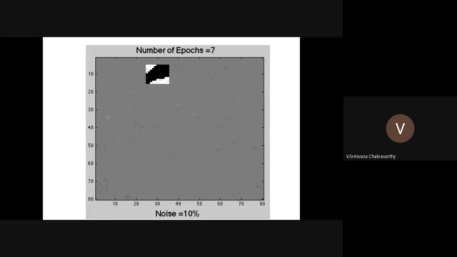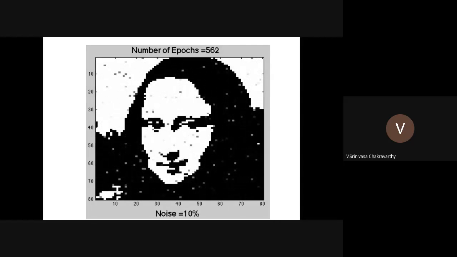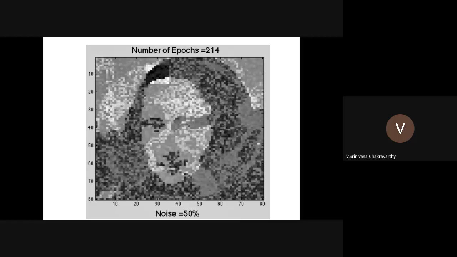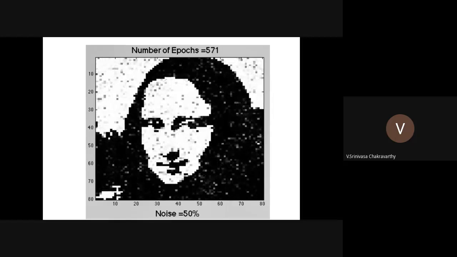Let us take this Mona Lisa example. Again, same principle. Give a small part of Mona Lisa's forehead, and it will complete the pattern. And even if a lot of noise is added, it can still recover the perfect pattern.